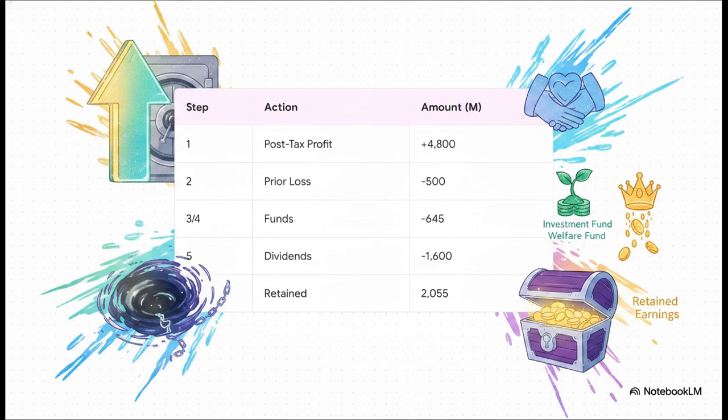From that, we deduct 5% for the investment fund, which is $215 million. Then 10% for the welfare fund, taking out another $430 million. Next, we pay an 8% cash dividend based on a $20 billion charter capital that costs us $1.6 billion. So, after all legal obligations and shareholder payouts, we are left with exactly $2.055 billion as retained earnings to securely roll over into the next year.